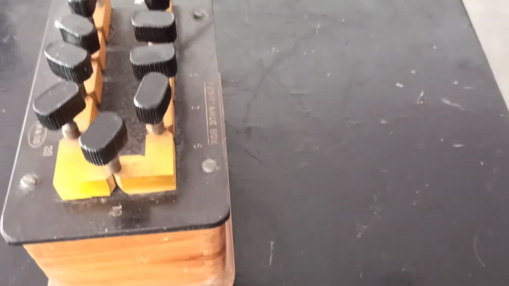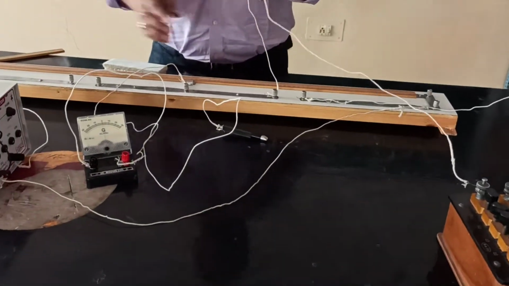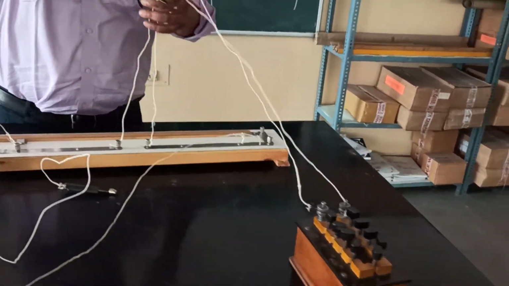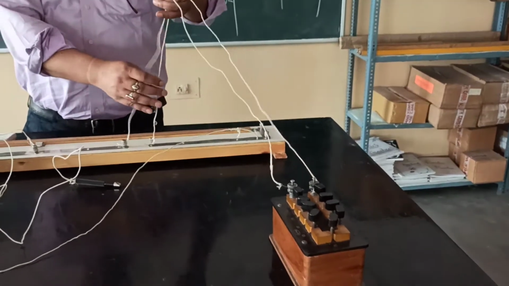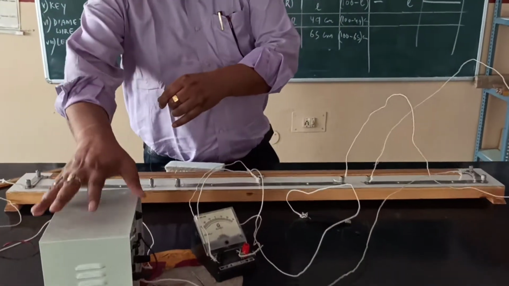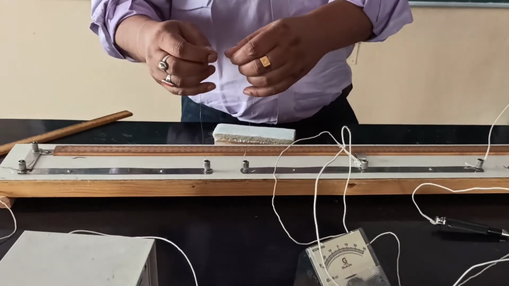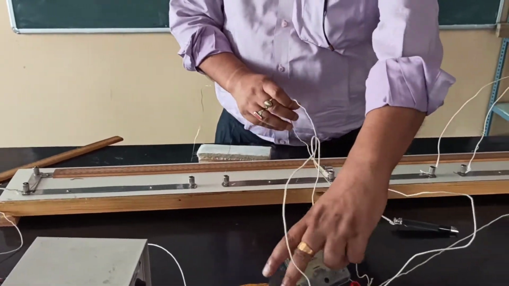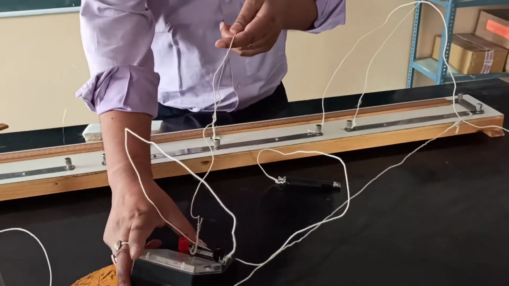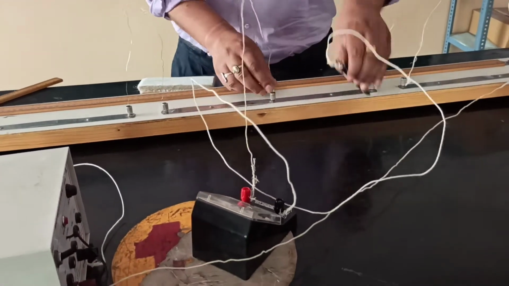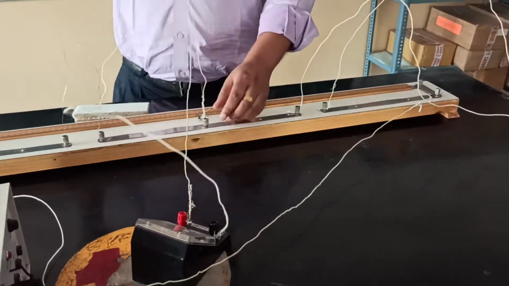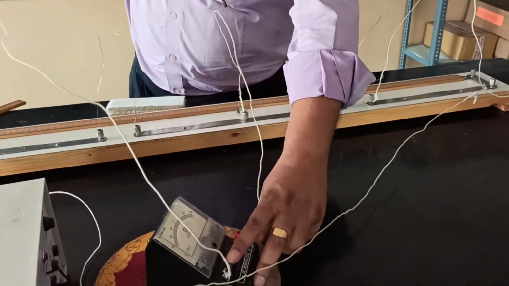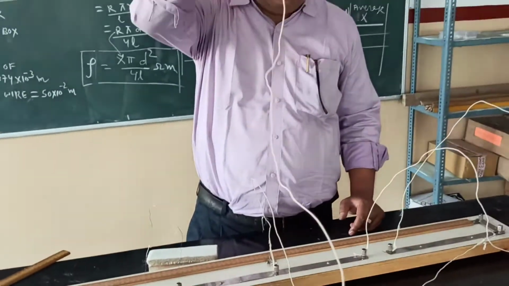Please note down the connections. The shunt is connected between the two left gaps. It is very clear to you. The resistance wire, of which the resistance is to be found, is connected in the other two gaps. Similarly, the positive terminal of the galvanometer is connected to the meter bridge through the middle terminal. The negative terminal, which is shown by black here, is connected to this jockey.